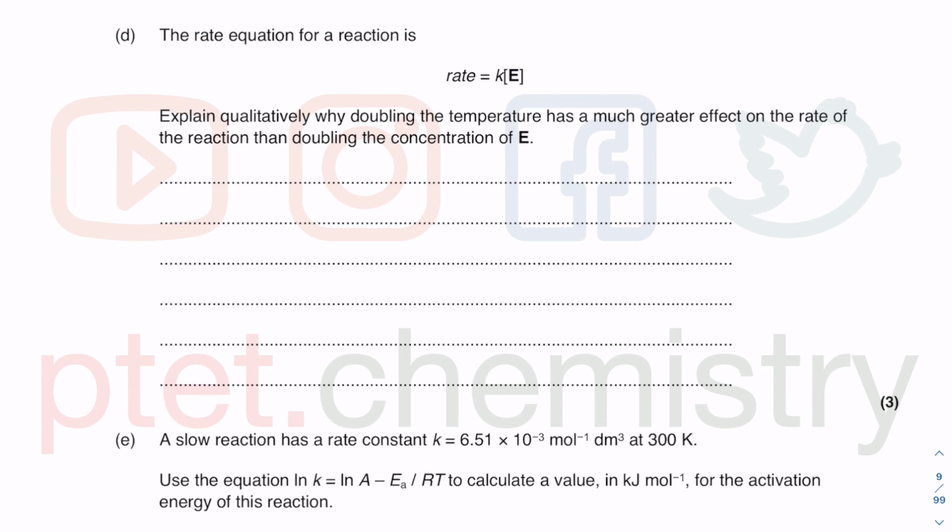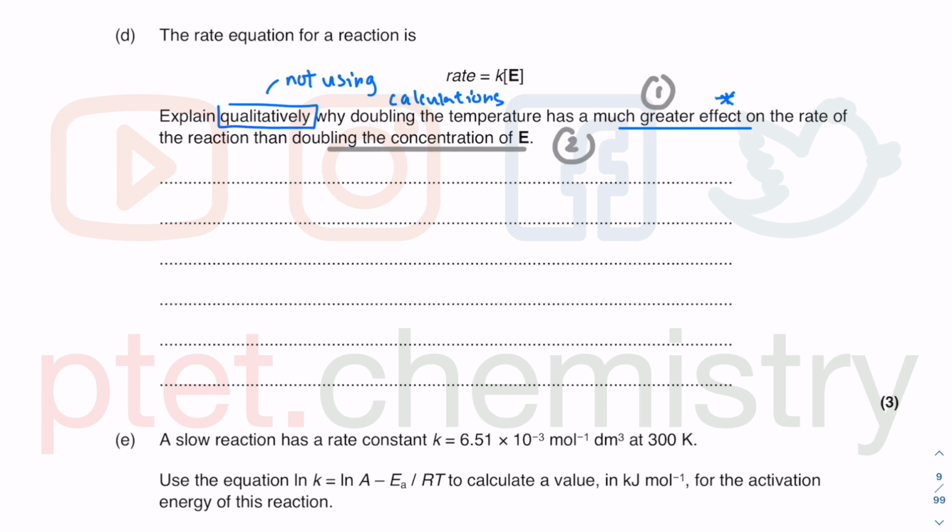And part D, the rate equation for the reaction is this: rate equal to rate constant times the concentration of E. Explain qualitatively, so not using calculation, why doubling the temperature has a much greater effect than doubling the concentration of E. So what does raising temperature do? And what does doubling concentration do?